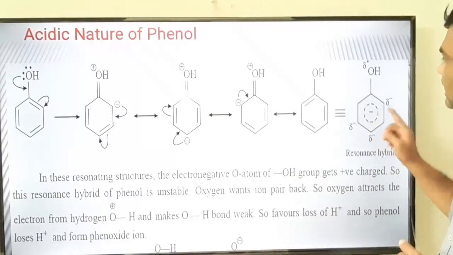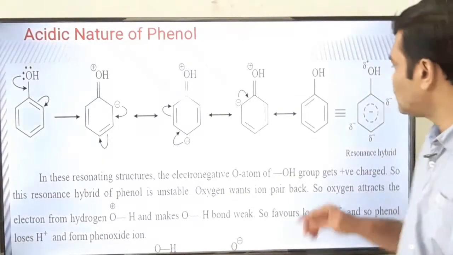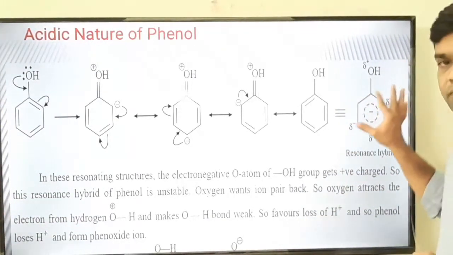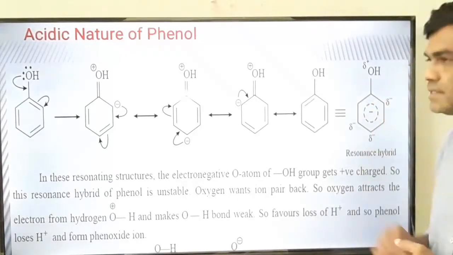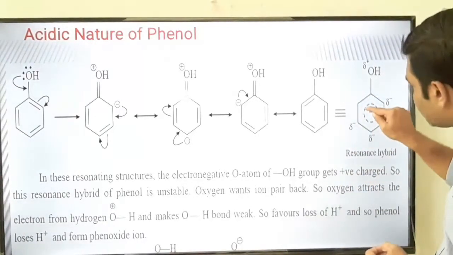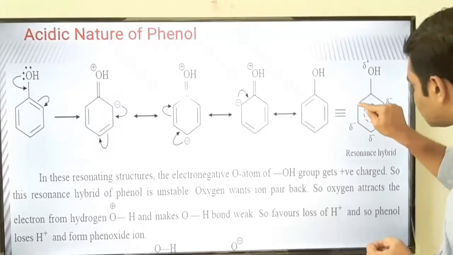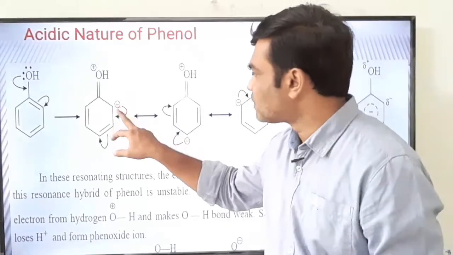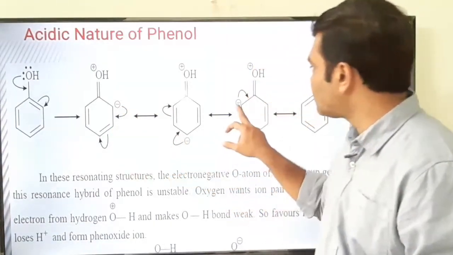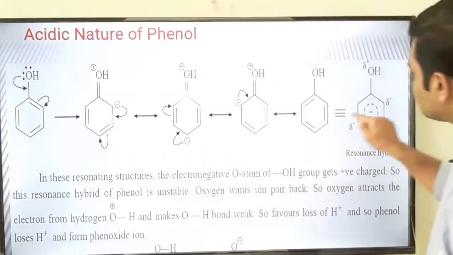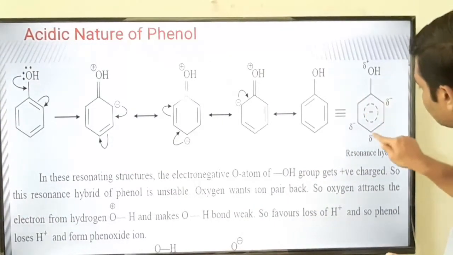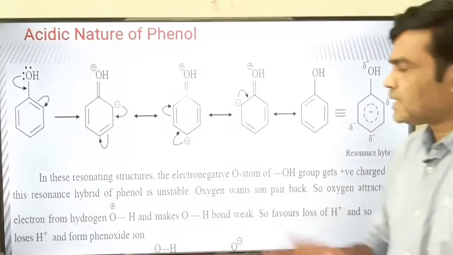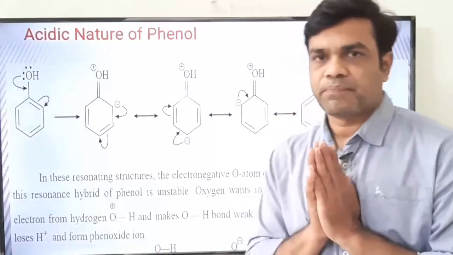While writing the resonance hybrid, you have to show this half circle. It is a half dotted circle, but remember this circle should be from ortho to para and then para to ortho, because the negative charge is moving from ortho to para, para to ortho. Okay, so these are the resonating structures of phenol.